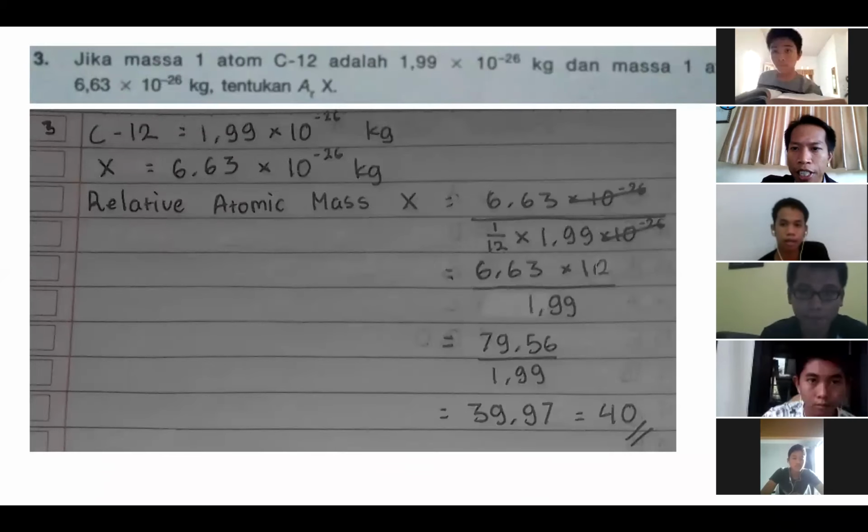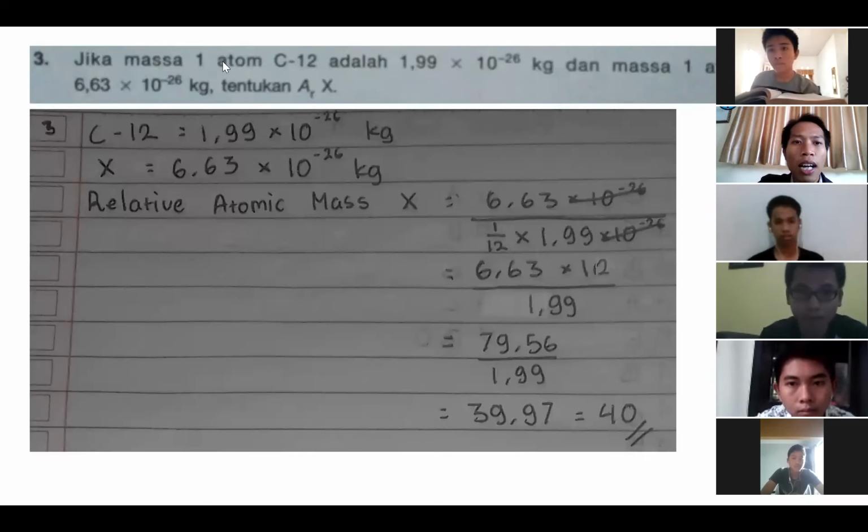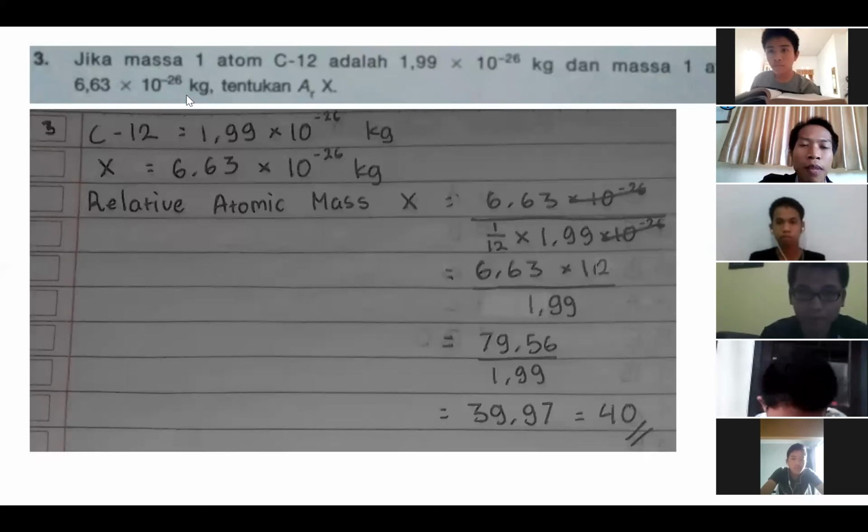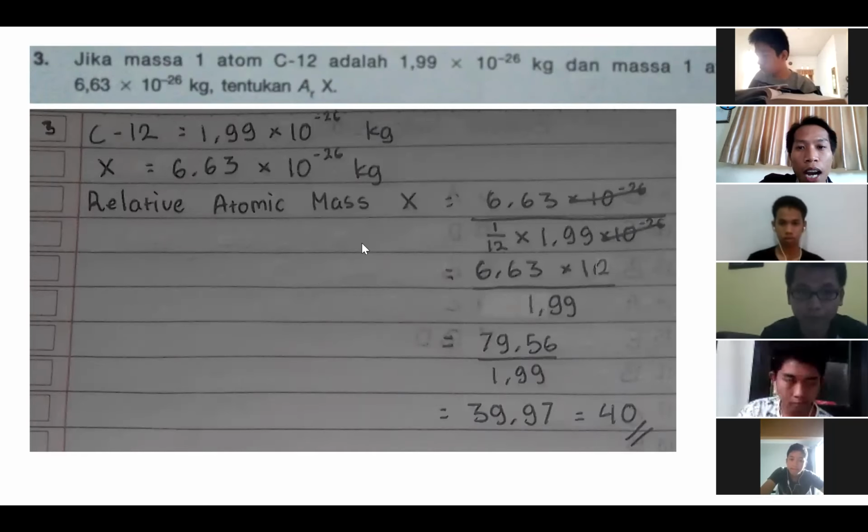For number 3, let's see. What was the question for number 3? If the mass of one atom of carbon-12 is 1.99 times 10 to the power minus 26 kilogram, and the mass for one atom of X is 6.63 times 10 to the power minus 26 kilogram, find the relative atomic mass of X. We know the formula from last week that the relative atomic mass of an element is equal to the mass of one atom of that element over 1/12 times the mass of carbon-12.